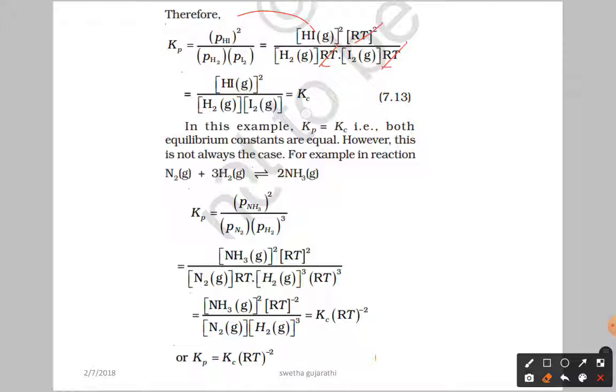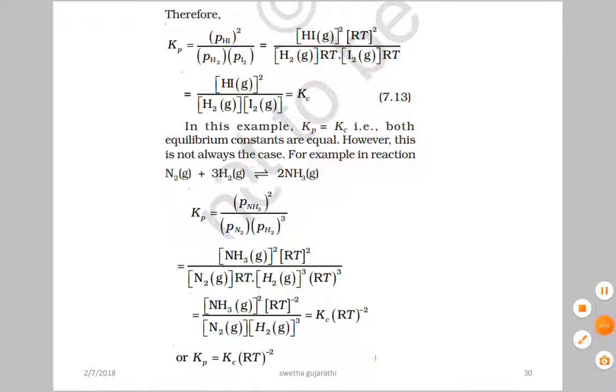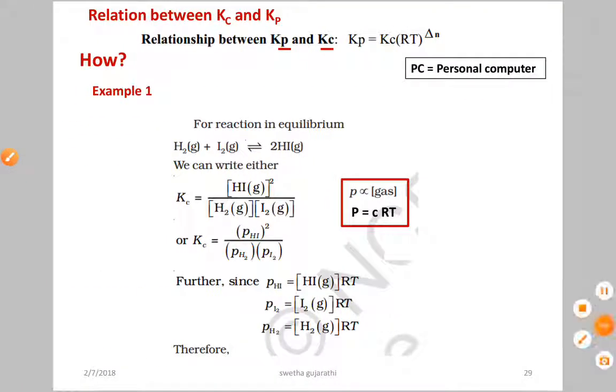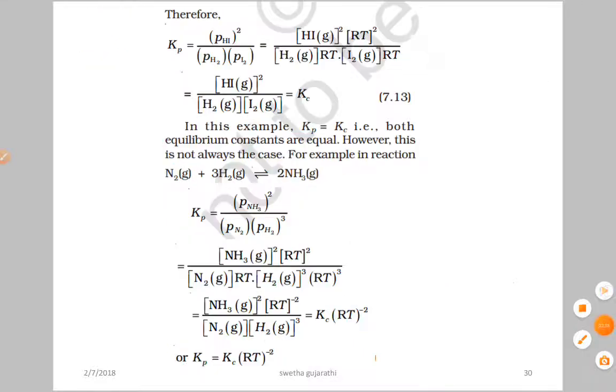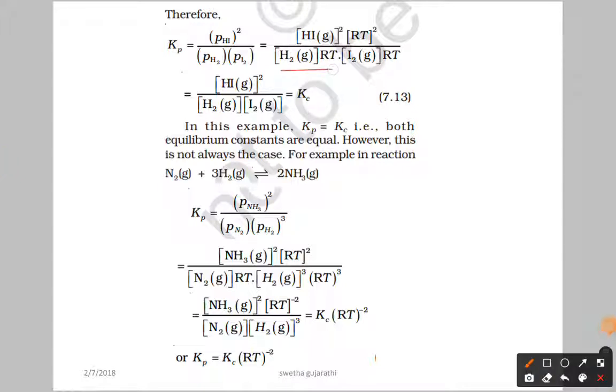So this is equal to Kc, because if you go to the previous slide, instead of this we simply write Kc. So in this case, this total value is equal to Kc. In this example Kp equals Kc, meaning both equilibrium constants are equal. But this is not always the case. Let us go to the next example.